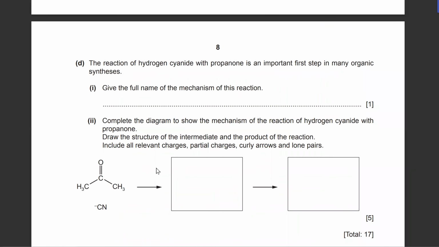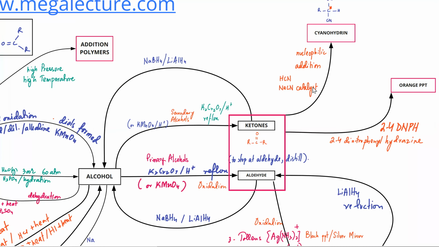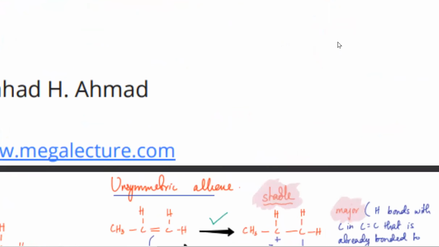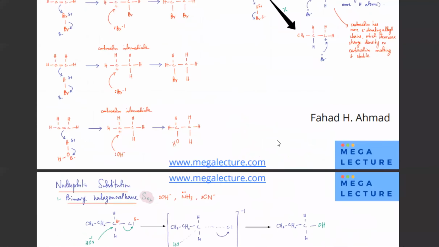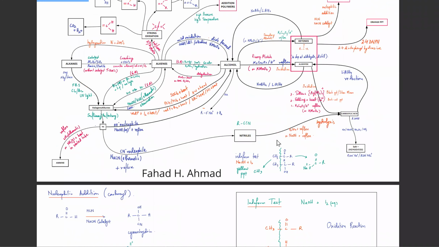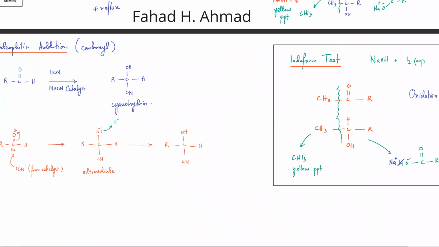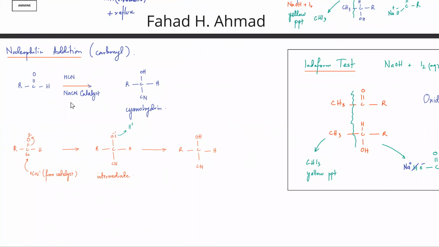He's saying the reaction of hydrogen cyanide with propanone is an important first step. Give the full name of the reaction. This is the same reaction: aldehyde or ketone, nucleophilic addition, HCN, NaCN, that will produce a cyanohydrin. The mechanism is also given below. The mechanism for this reaction is nucleophilic addition, the very first one. You're going to have HCN with NaCN catalyst. The ketone or aldehyde, any carbonyl group, will turn into C–OH, and a CN will also get attached to it. The top one changes to OH, the bottom one to CN.